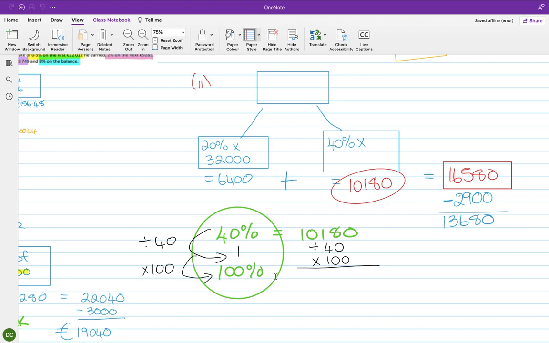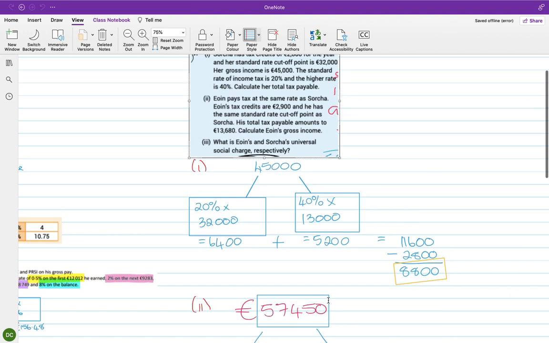So 10,180 divided by 40 multiplied by 100 is 25,450. And that's what goes here, 25,450. And then I can add these two together to get the gross. So 32,000 plus 25,450 equals 57,450. Okay, so anytime you're asked for the gross, it's the same kind of maths.